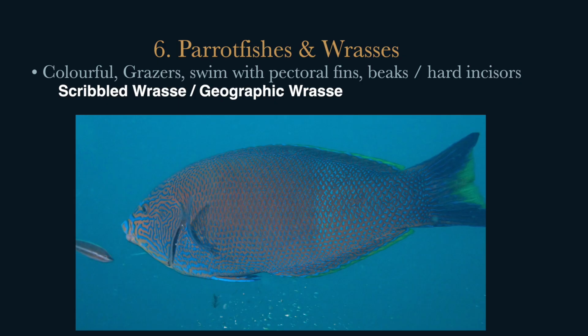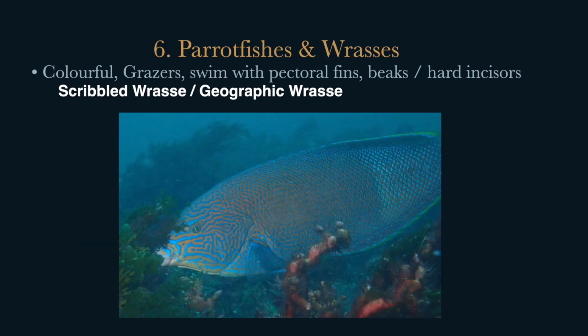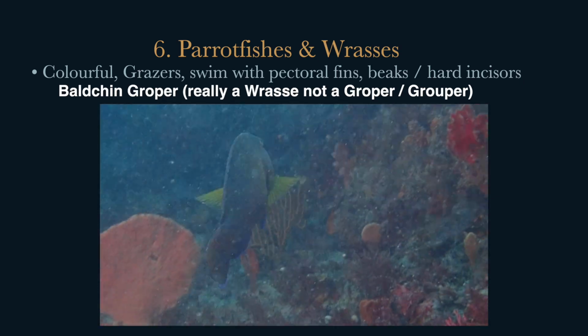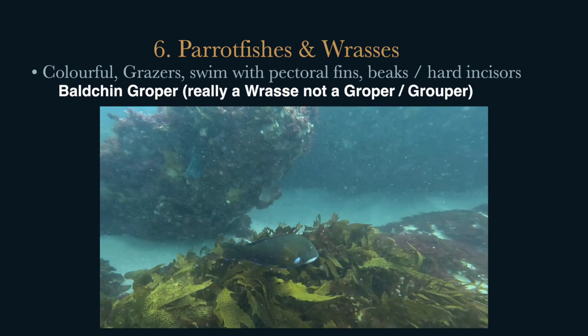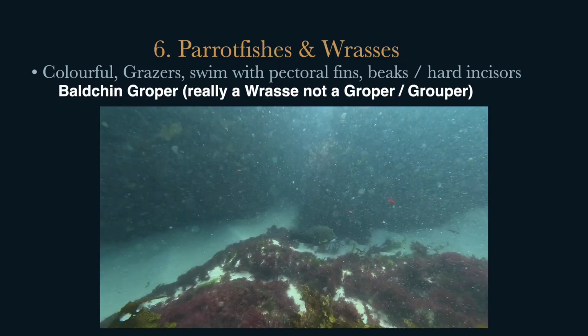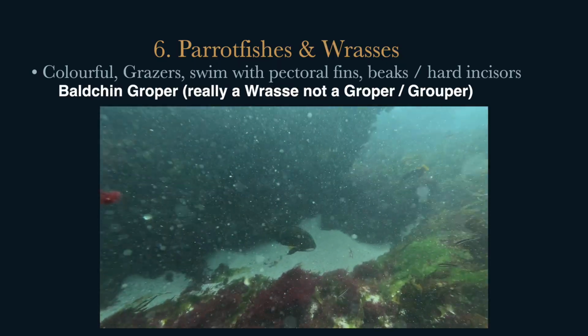Scribbled wrasse can grow to 31 centimeters and live in subtropical areas. They like kelp beds and rocky and coral reefs, and these fish have pretty blue scroll lines and blue diamonds. Bald-chin gropers are a popular table fish, but despite their name, they're a wrasse, not a groper. They can grow to 90 centimeters and live on reef and kelp beds in the subtropical zone. They eat invertebrates.